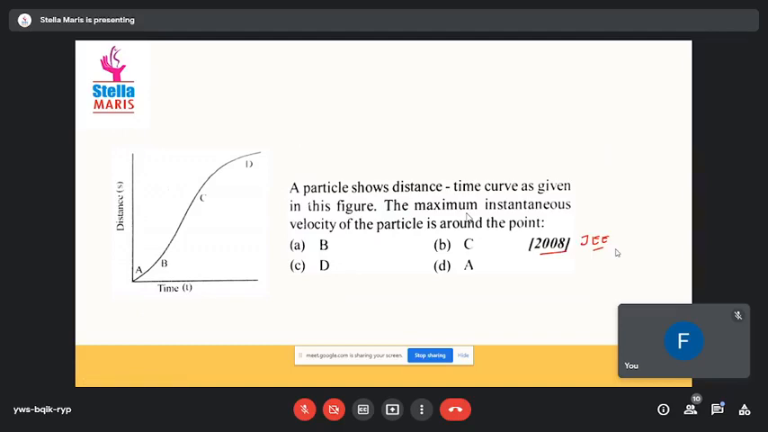The particle shows a distance time curve in this figure. The maximum instantaneous velocity of a particle is around the point. So they have given 4 points, that is A, B, C, D. At what point the velocity is maximum? That is, the instantaneous velocity, or velocity at an instant, is maximum. Come on, at what point the velocity is maximum?